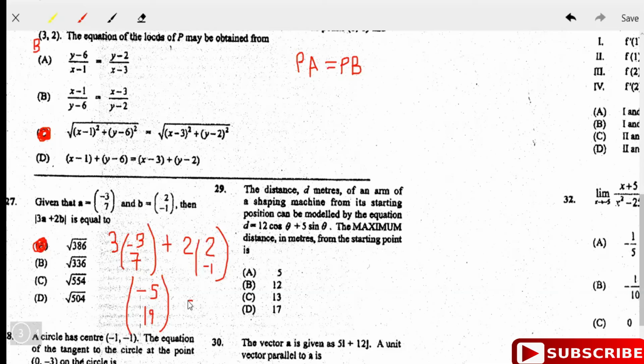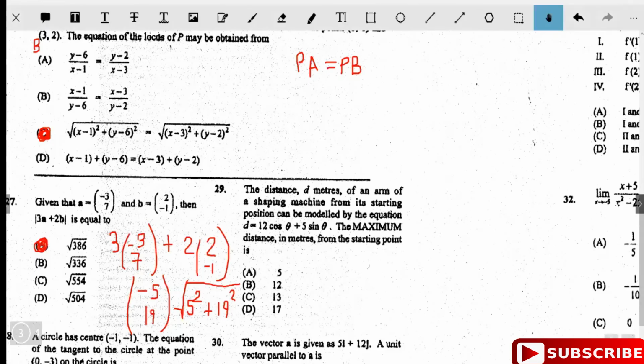Now the modulus of that thing is 5 squared plus 19 squared all square rooted. And that's what we get. 5 squared plus 19 squared square rooted is the square root of 386.